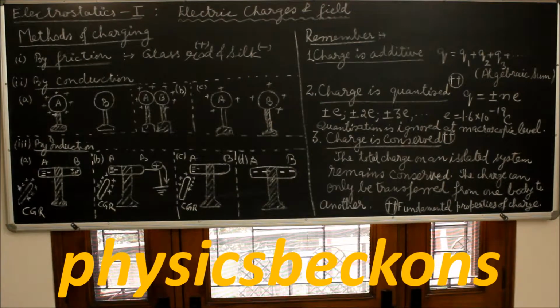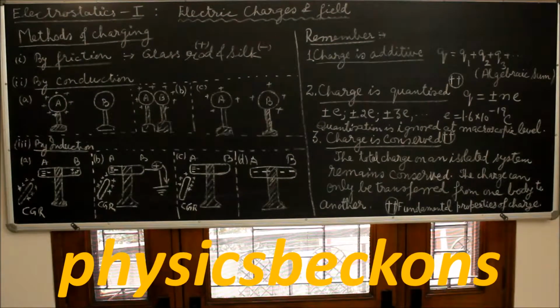The charge can also be produced on a body by the conduction method. If you want to charge a body B, you need another charged body A. We bring the two bodies in contact, some charge from A gets transferred to B, then the bodies are separated, and each of the bodies will carry some charge. The total charge on A and B will be equal to the charge initially possessed by A. Here, by conduction, the charge acquired by B is of the same nature as that on the charged body A.